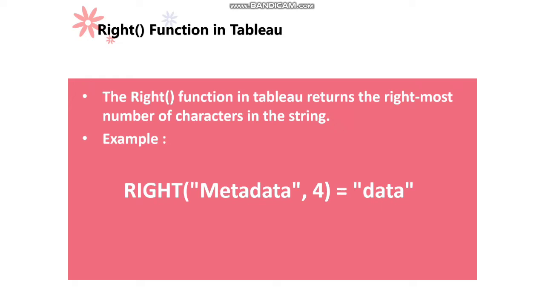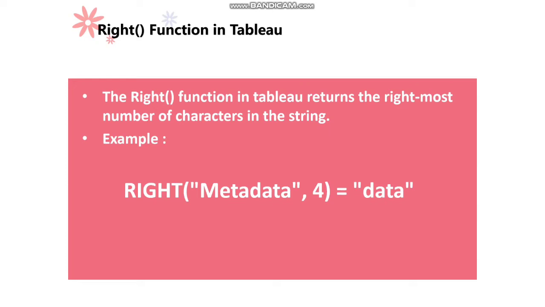Let me explain again with the example. In the RIGHT function, we have passed metadata, which is of 8 characters, and we have specified 4. That means we want only 4 characters from the metadata string. Since it is RIGHT, it will read the values from the ending, so you will get the last 4 characters from the string.